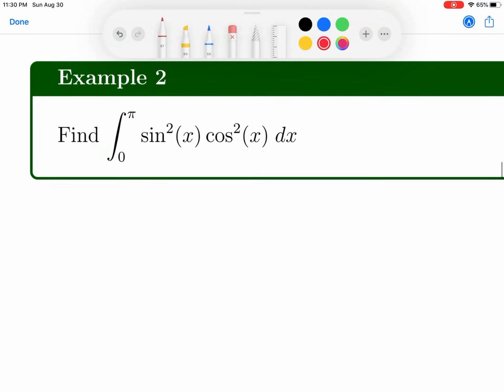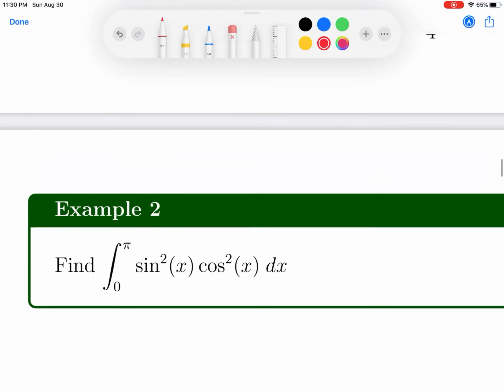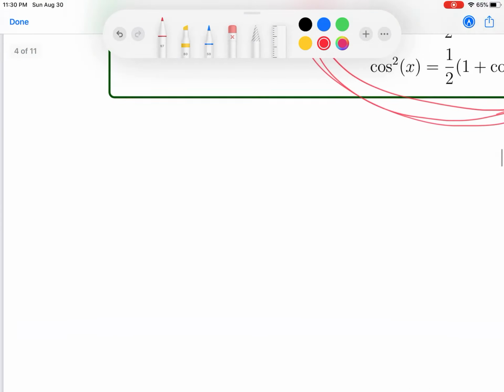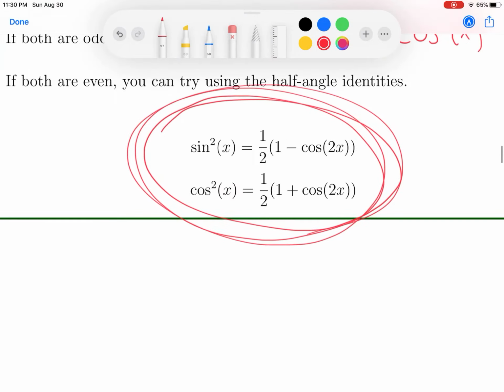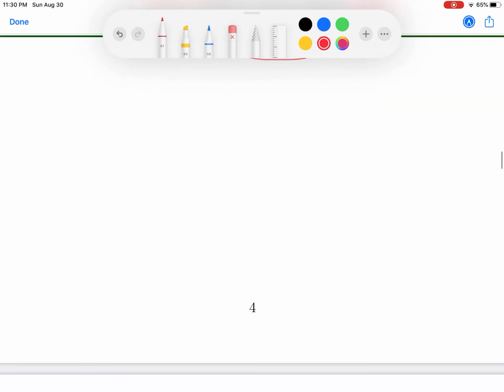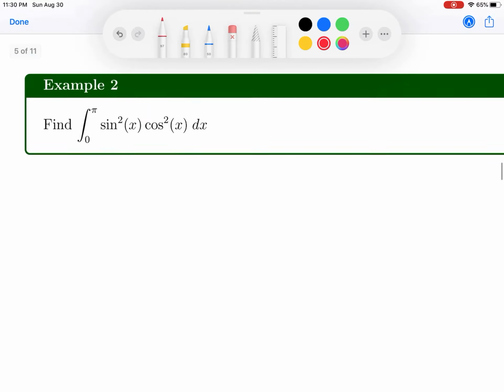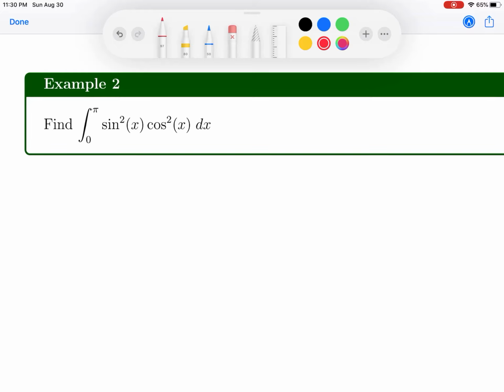Example 2. Both are even. Okay, so I just circled those identities. We're going to go ahead and use those. Which ones am I talking about? These guys. We're going to use them. Probably. Right? Okay, so we're here at example 2. We want to go ahead and find the answer here.